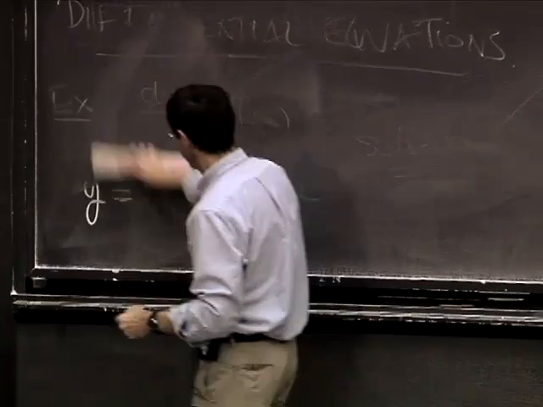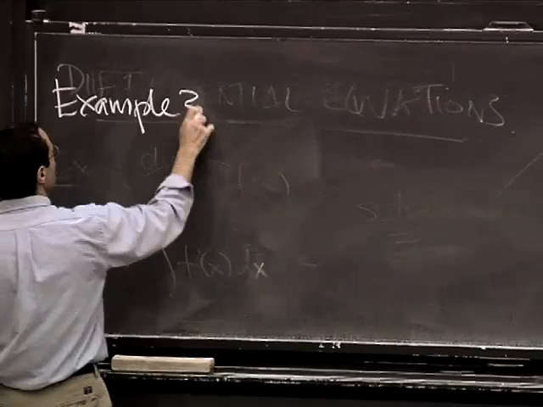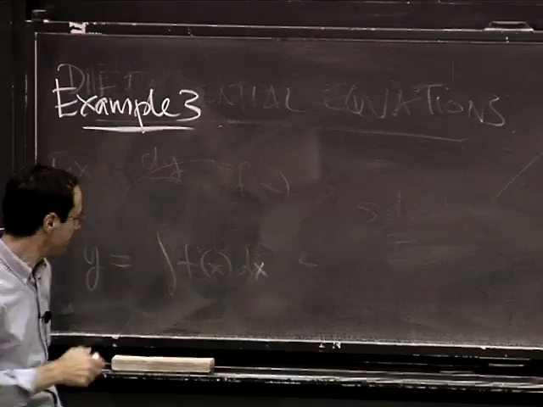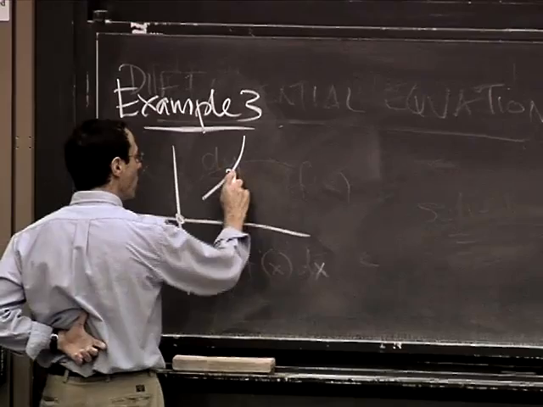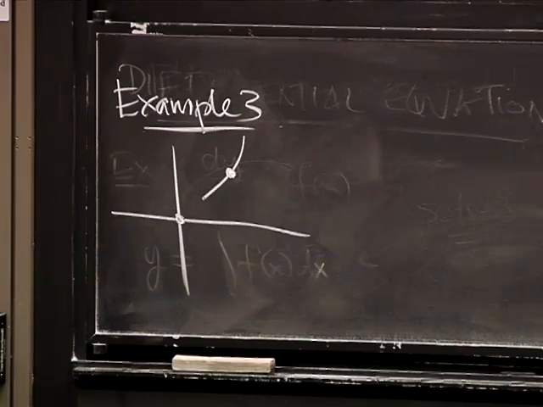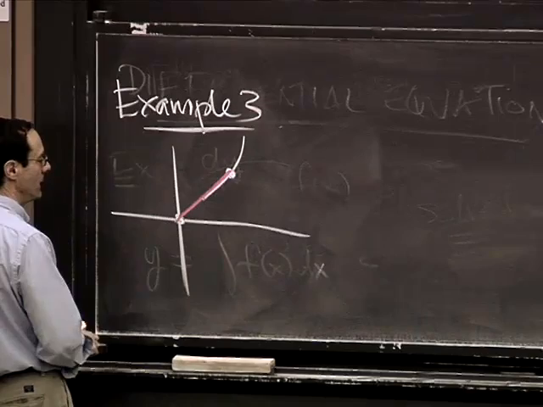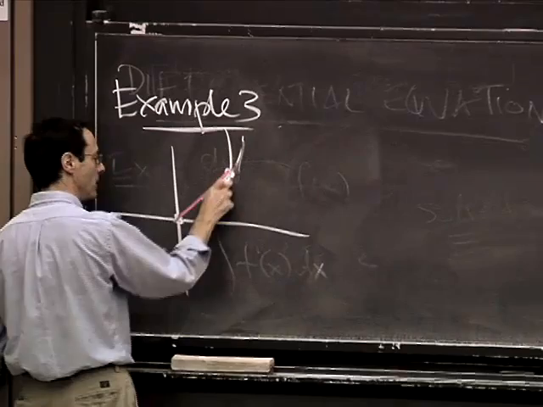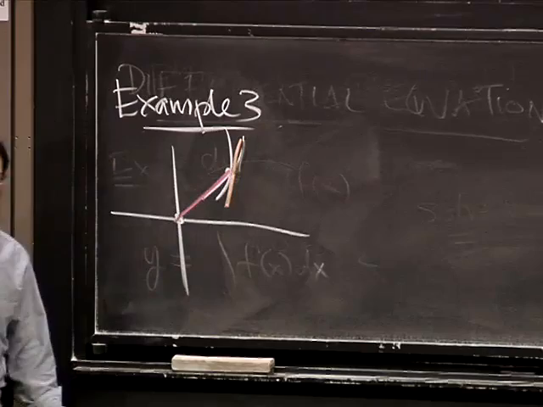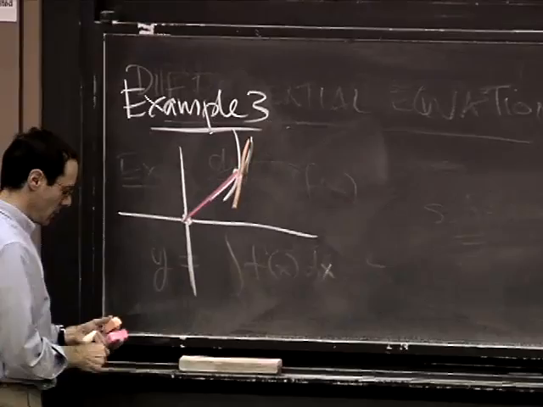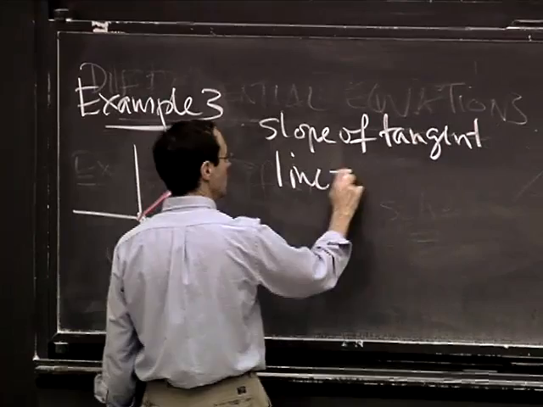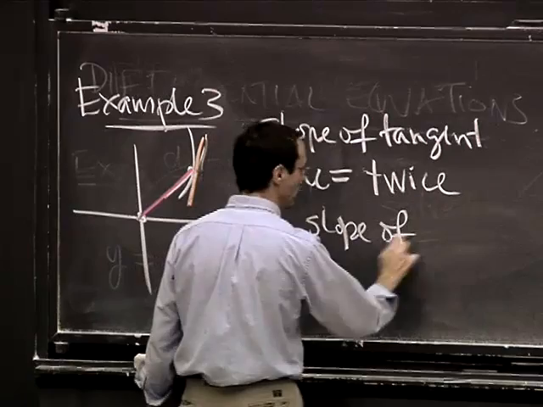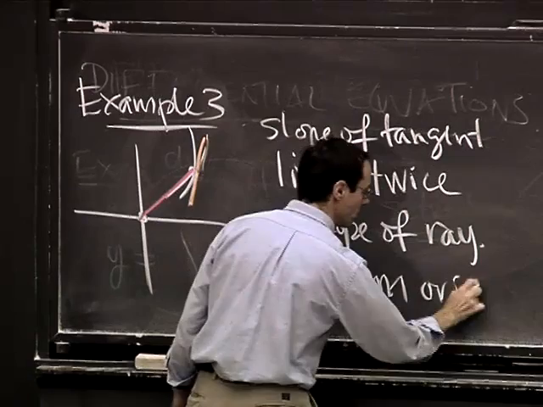OK, so the third example is going to be taken as a kind of geometry problem. I'll draw a picture of it. Suppose you have a curve with the following property. If you take a point on the curve and you take the ray from the origin to the curve, I think I'm going to want something steeper, because I'm going to insist that the tangent line be twice as steep as the ray from the origin. So in other words, slope of tangent line equals twice slope of ray from origin. The slope of this orange line is twice the slope of the pink line.